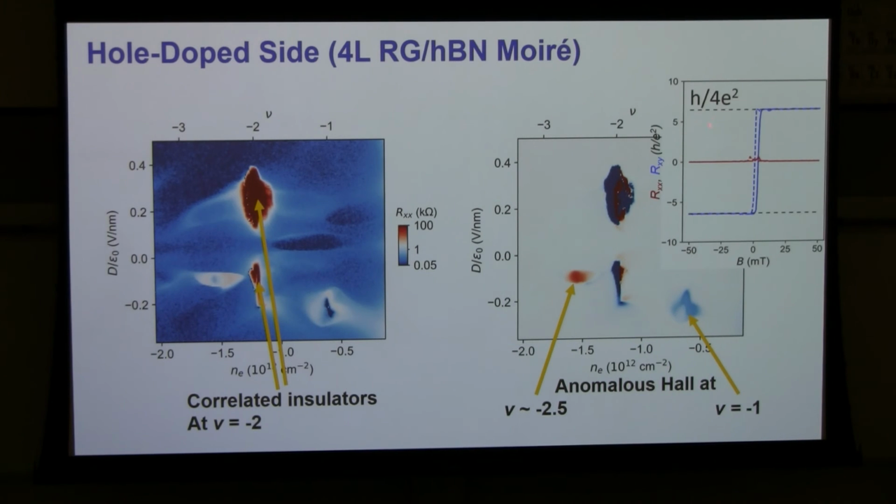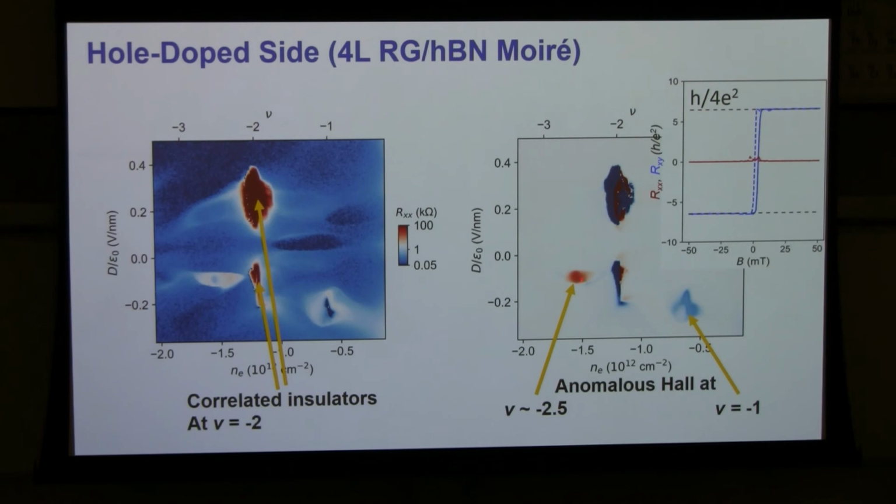This corresponds to an integer quantum anomalous Hall effect with Chern number equals 4 because the Rxy is quantized at h/4e². So indeed, there is a high Chern number topological flat band in this moiré system. And there's another feature I want to draw your attention to.